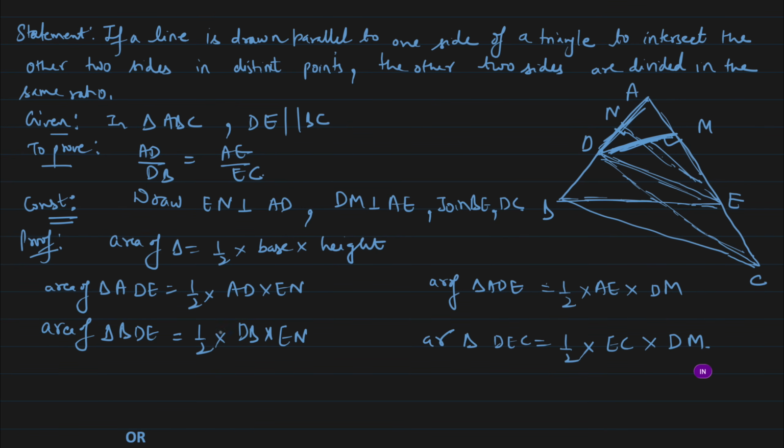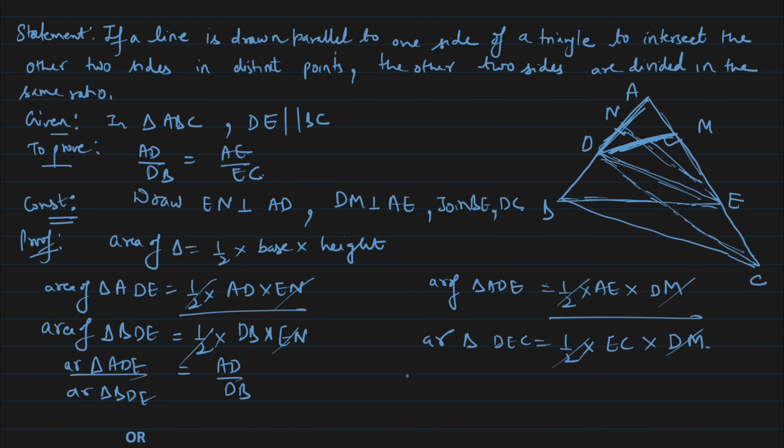Okay, students, here what will be the ratio of these two if you divide them, right? So when I divide them, half and half, EN get cancelled out, right? Correct. Now, if you see, from here what do you get? Area of triangle ADE by area of triangle BDE comes out to be AD by DB, and area of triangle ADE by area of triangle DEC is coming out to be AE by EC.